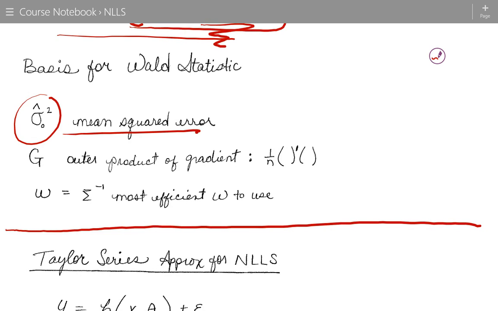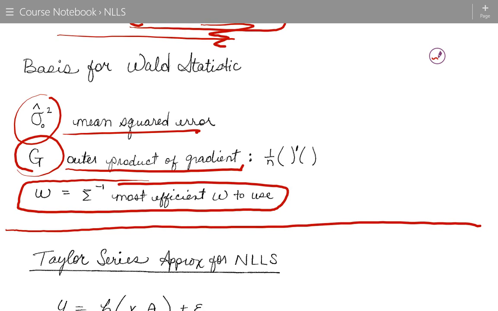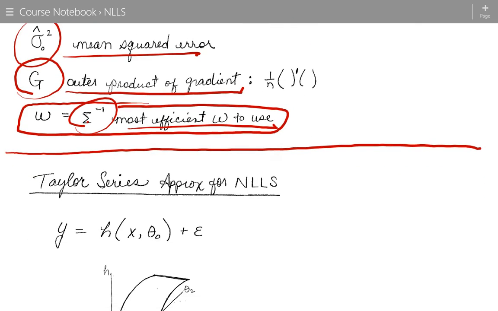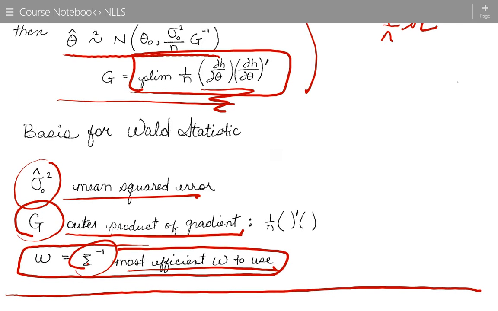Sigma hat squared can be achieved by the mean squared error of the residuals. G is the outer product of the gradient. And then again, W is the sigma inverse for the most efficient use of W, which, if you're going to use this quantity, you're setting equal to simply the constant variance times the identity matrix. All right, so that finishes up this first part of the nonlinear least squares lecture. We will then go on and look more at the estimator itself, what its properties are, in the following sections.